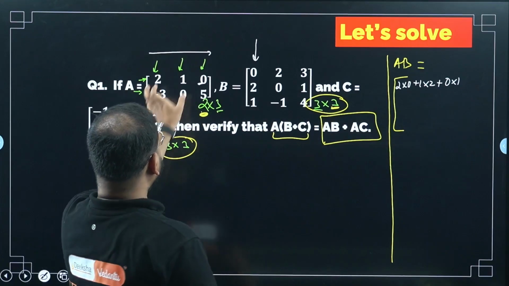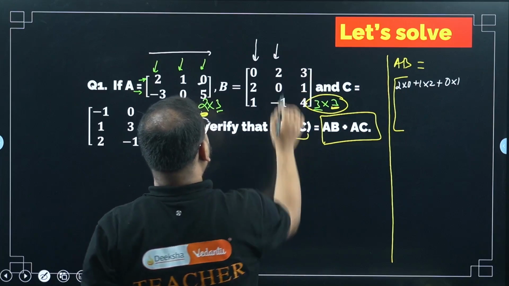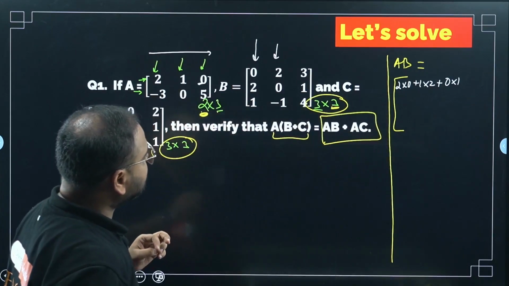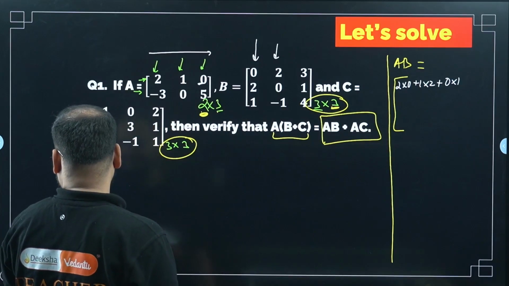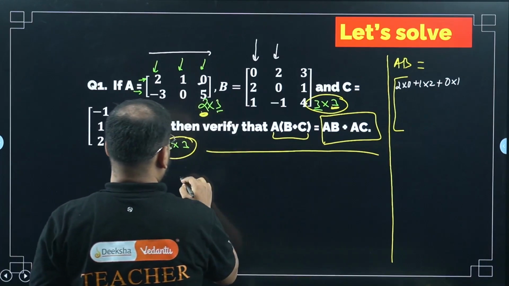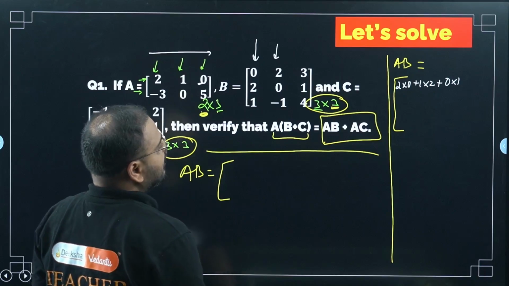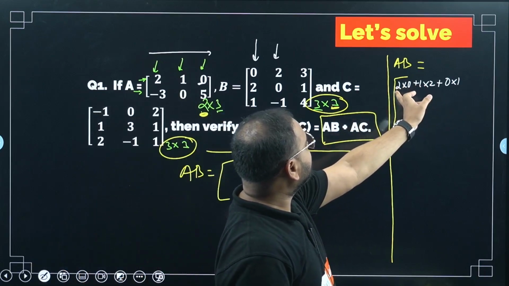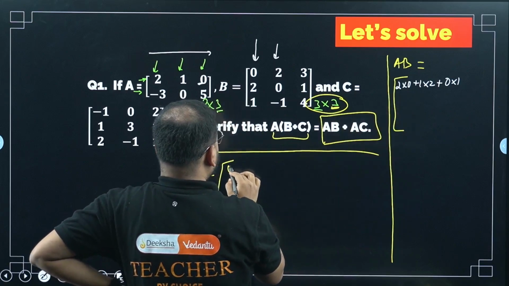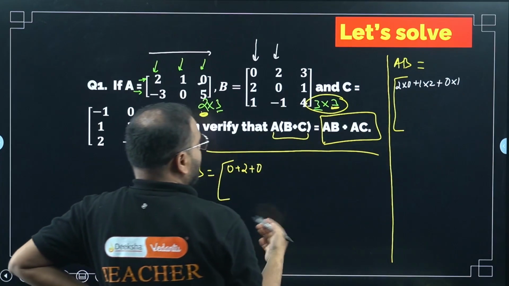Second one will be what? Same row with the second column. So 2 times 2 will be just 4. I don't think I can write this here, because the space is not enough, so let me write it here. AB. I'll take the result from here directly. 2 times 0 will be 0, plus 2, plus 0. Correct? 0 plus 2 plus 0. Okay, sir. What about the second element?